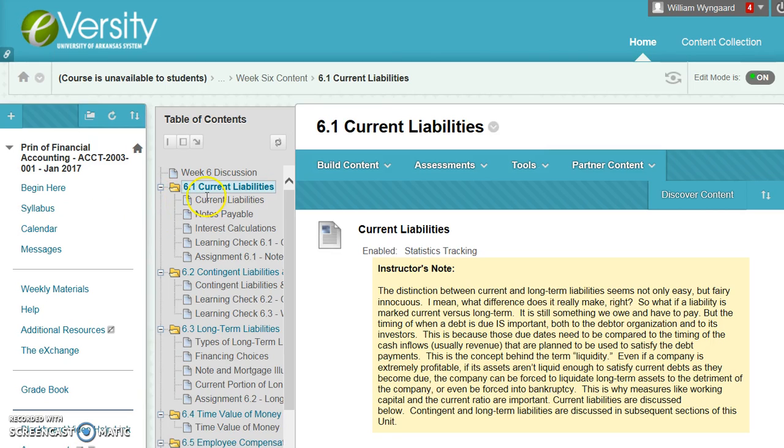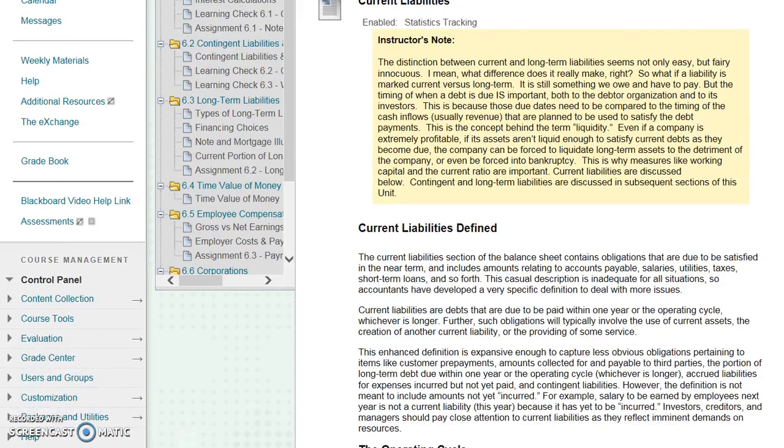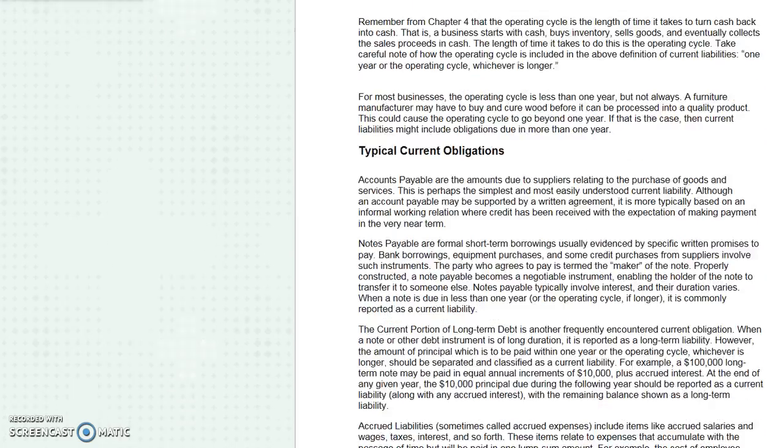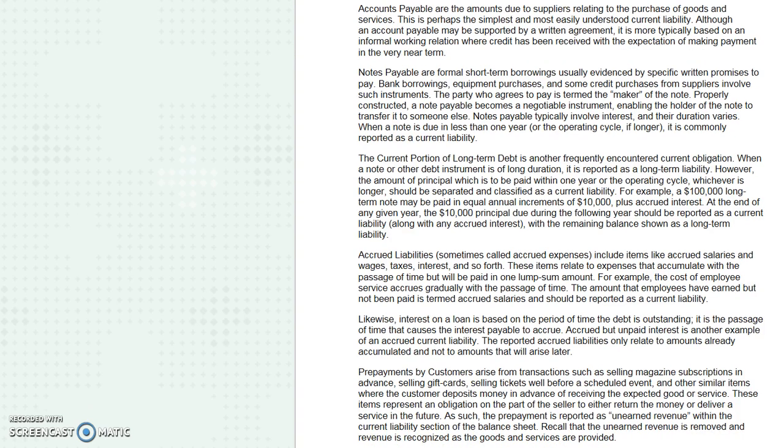Week 6, our first section is on current liabilities. There are a number of current liabilities, but we're going to concentrate on notes payable. So notes payable is when our company borrows some money and has to pay it back with interest in less than a year. Because it is a current liability, it has to be less than a year. For the most part, you're just borrowing the money, and a number of months later you're paying it back with interest.